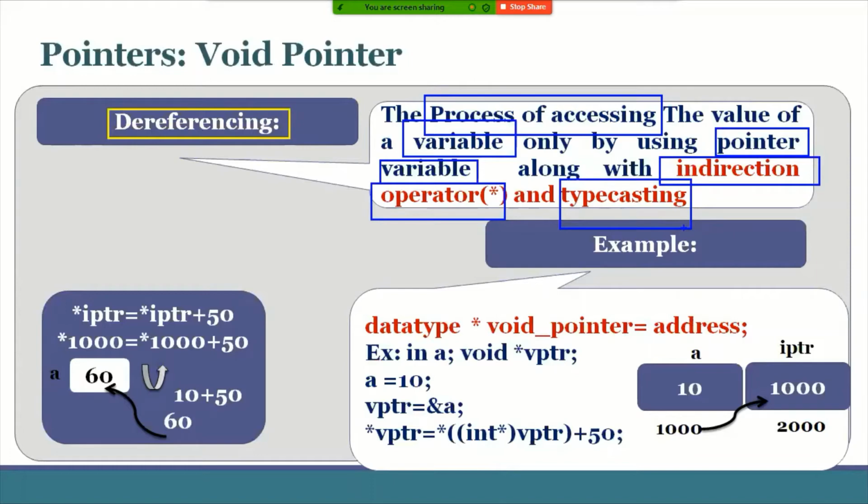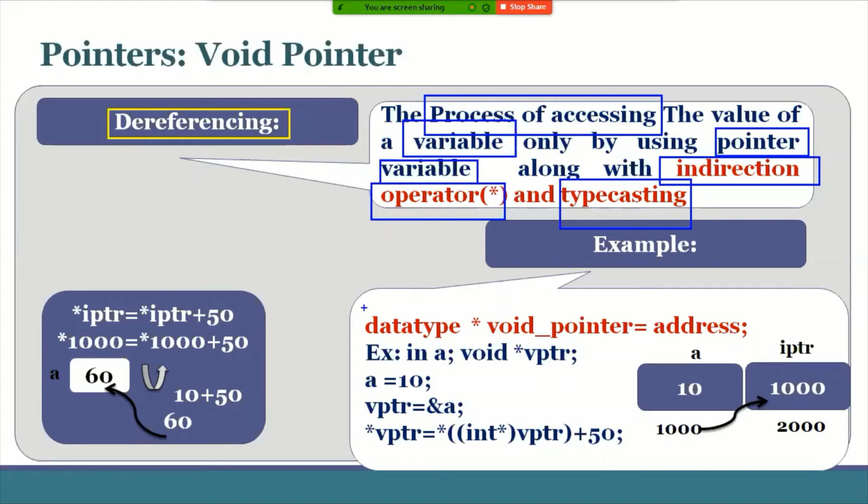What is meant by typecasting? The typecasting topic comes under type conversions. Type conversion means that while evaluating any expression, one type of value will be converted into another type. There are two types, implicit and explicit. This explicit type conversion comes under typecasting. We'll see it in detail.